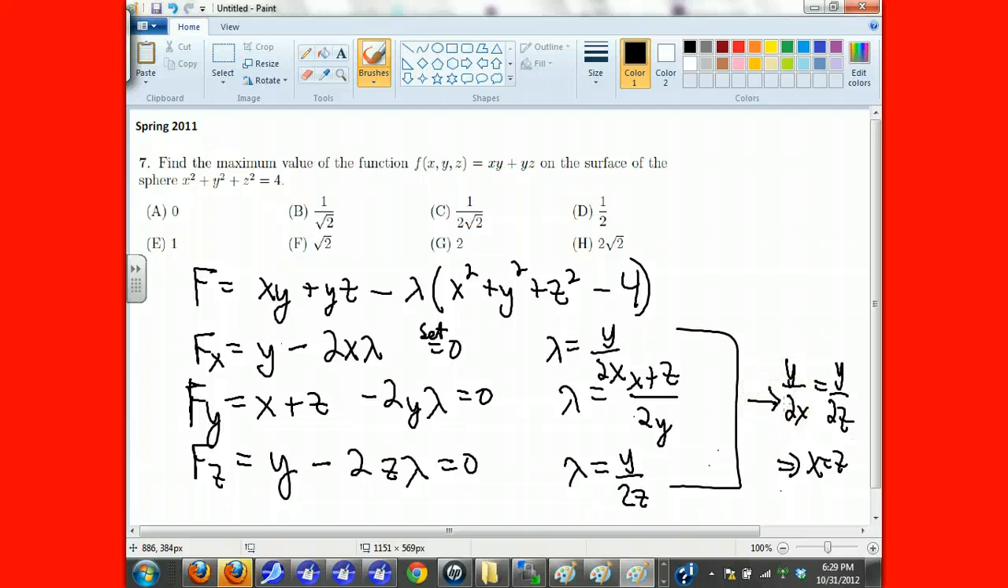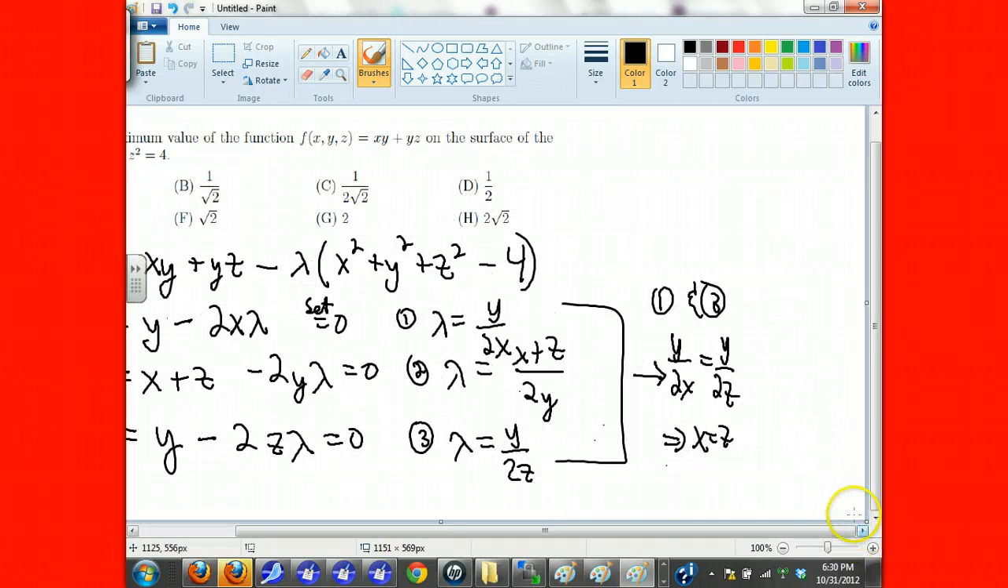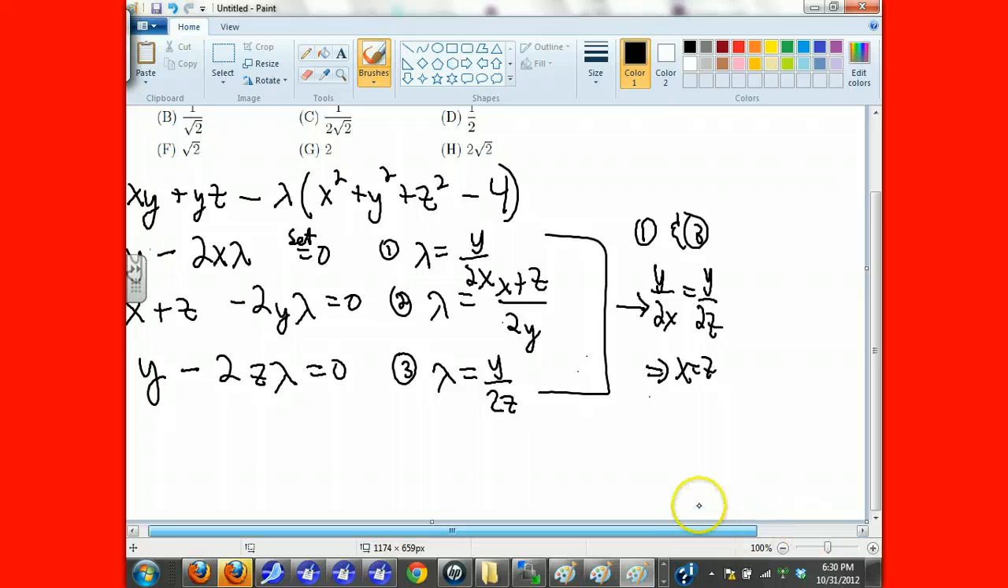Taking that then into the second one, knowing that x is z, that numerator, which is supposed to be x plus z, is now just 2x. If I call this 1, this 2, and this 3, this is taking 1 and 3 together. Now let's take 1 and 2 together. And now that gives us the relationship between y and x. And then we're on our way.